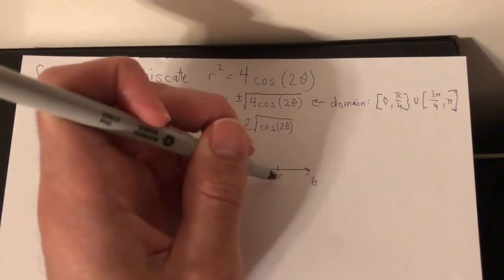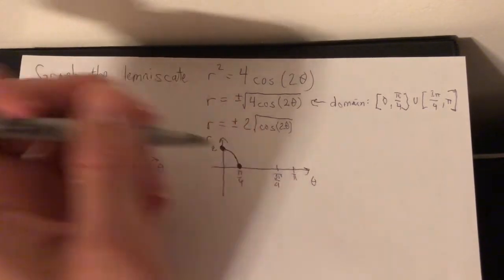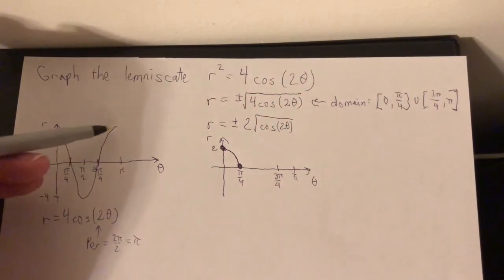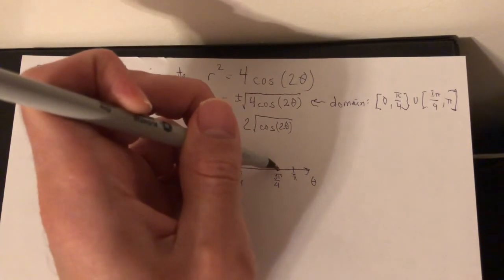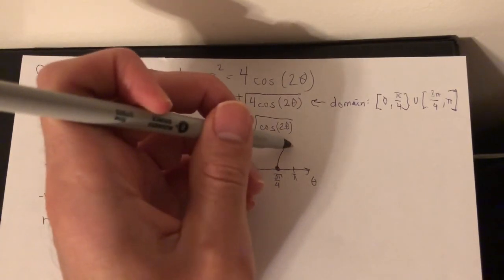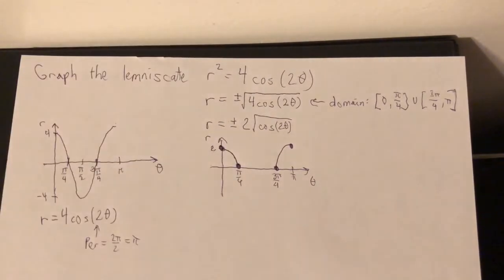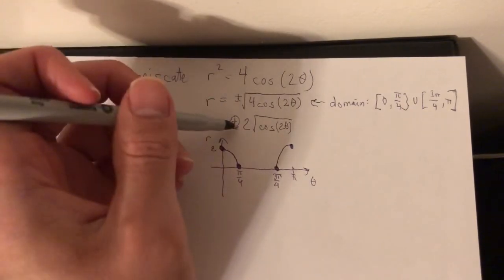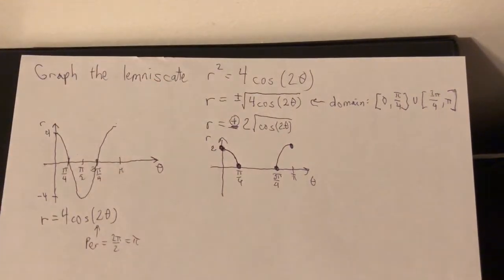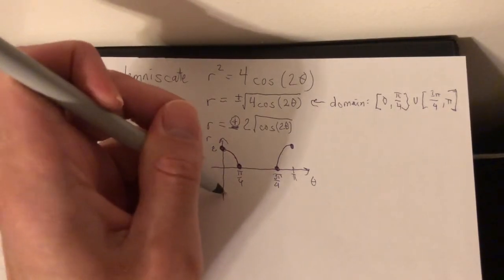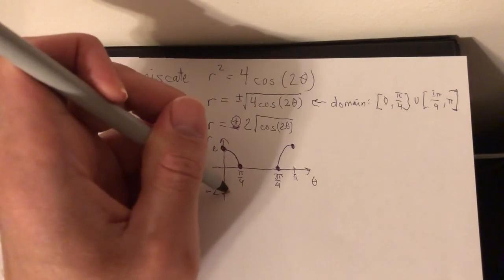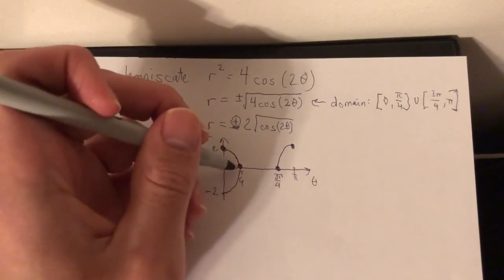And likewise from 3 pi over 4 to pi, notice on 4 cosine of 2 theta, I'm increasing from 0 to 4. Likewise, when I take the square root, I'm going to be increasing from 0 to 2. Now, that takes care of the positive version of this, but since I took the square root here, this requires a plus or minus sign. So I also need to consider negative values. So if I take the square root of this with a negative sign out front, instead of decreasing from 4 to 0, I'm going to be increasing from negative 2 to 0.